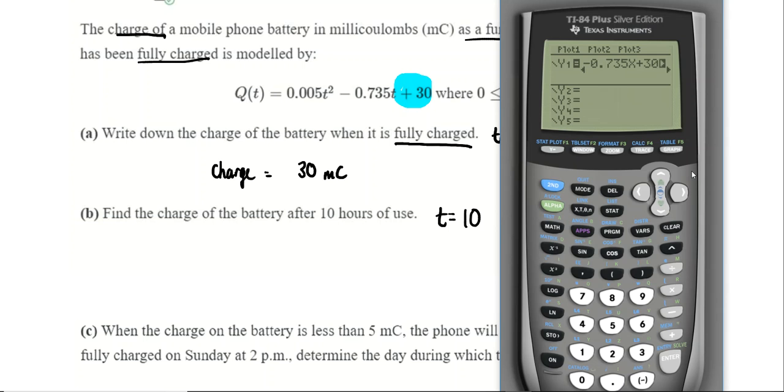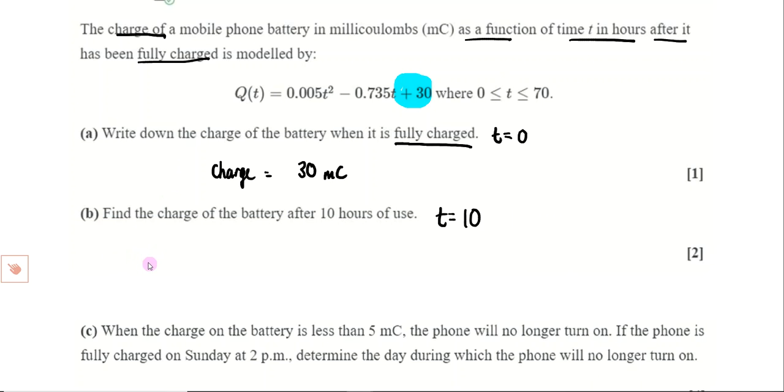And what can I do? How do I find when t is 10? I'm going to use the table and scroll down to when t is 10. Is that right? No, that's 901.15, yeah. What did you get? Okay, so what have I done wrong then?